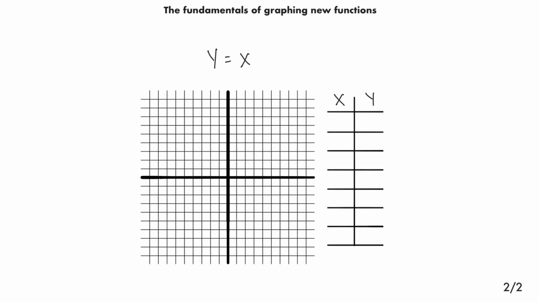So the x values I'm going to pick are 0, 1, 2, and 3. And then why don't we also pick the negative ones as well? -1, -2, and -3. That's a good smattering of what could happen. It's kind of centered around the origin. So what we're going to do is take those x values and plug them into the equation.